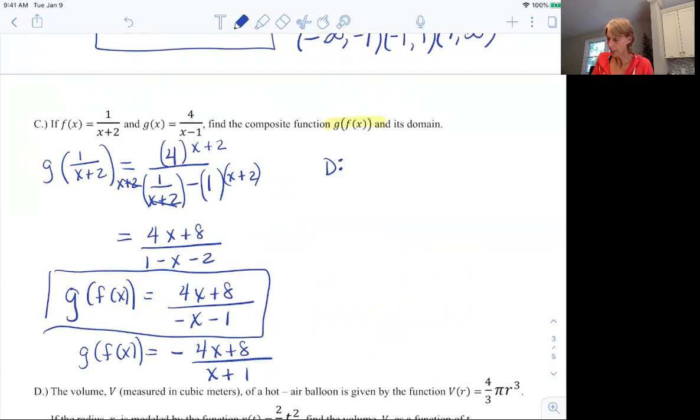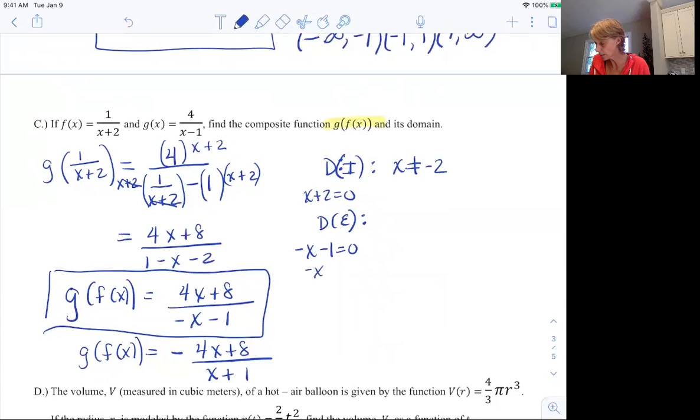My domain of my input. Okay, so I'm looking at this right here. X plus 2 equals 0. I could see very easily x can't equal negative 2. The domain of my end result. Go to my end result. I'm going to use the one that I did not simplify. And here, since there's negatives, it might make sense to do it x equals 1, so x equals negative 1. So negative 1 makes the denominator 0. So I have to exclude that from my domain.